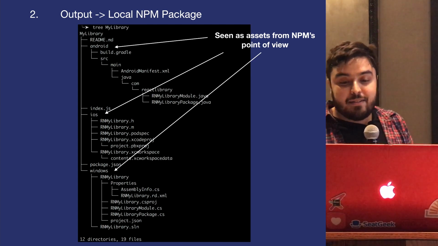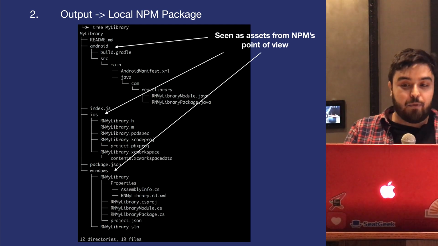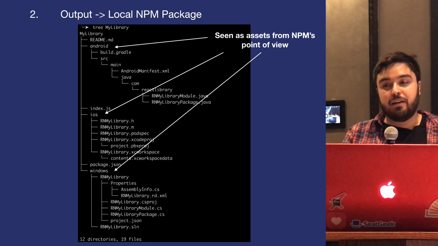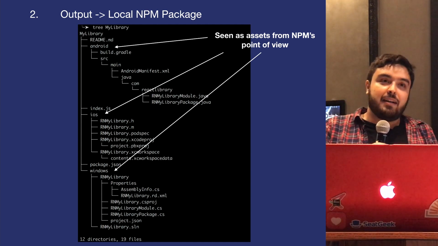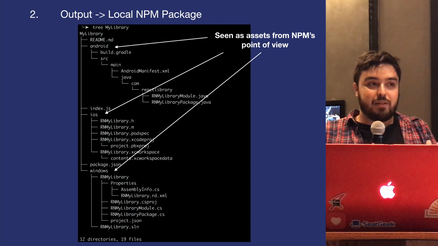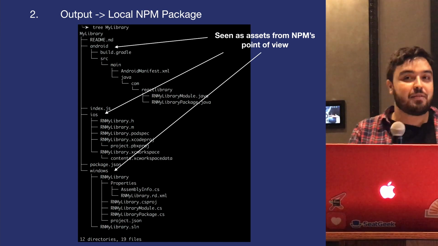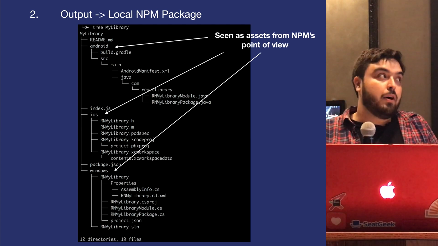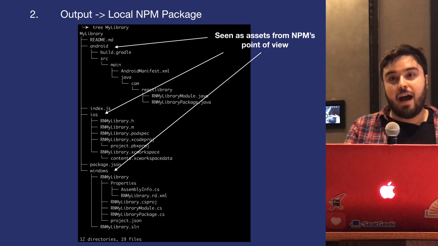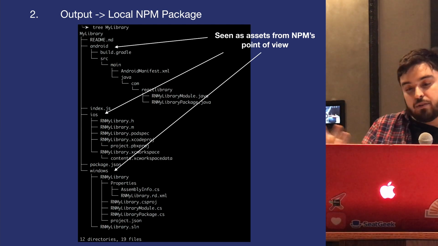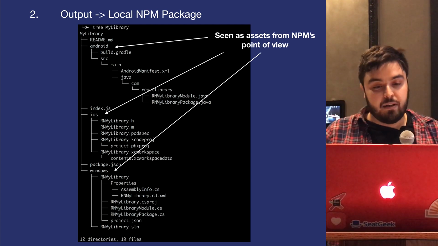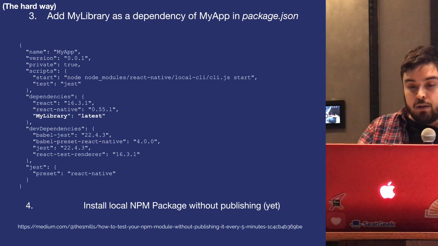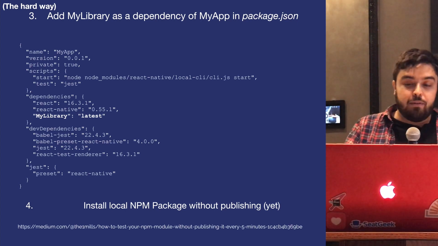Anyways, these are seen as assets from NPM's point of view. I think this is an important concept, because when I was looking at how to create this, I was wondering, do I need to tell Node that I'm doing a React Native component versus a Node.js component? And the answer for me was no. All the native code here is just seen as assets from NPM's point of view. So whatever you put in here might as well be an image. It'll just be uploaded from that standpoint. But then we'll do the linking afterwards.